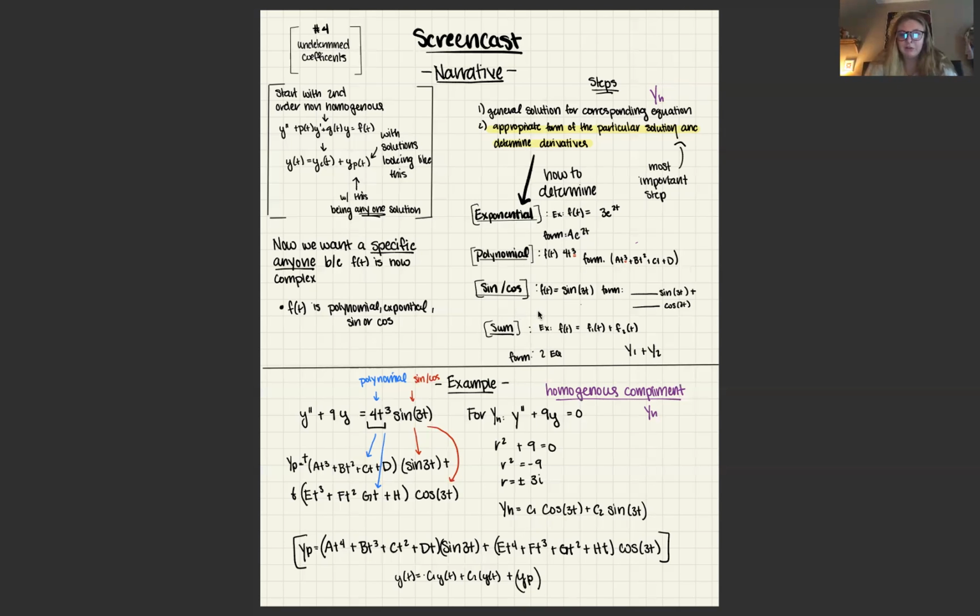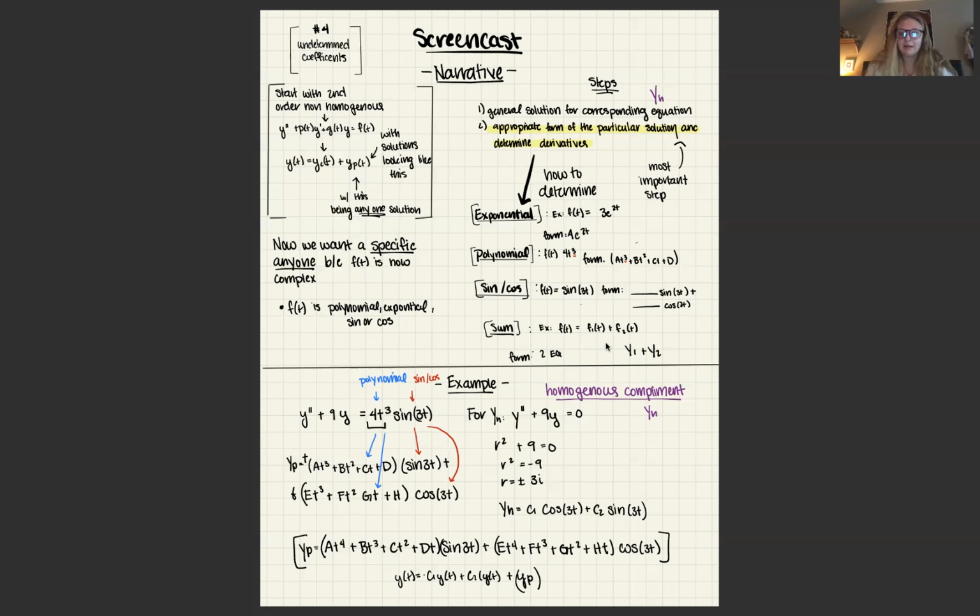If you have either a sine or a cosine in this, your form is going to have a sine plus something times cosine. We'll get into that in the example, because I thought this would be an important example, since it's trig, and people are like, oh, trig, gross. And then you have sums. Sum is more of what you can do with sine, polynomial and the exponential.